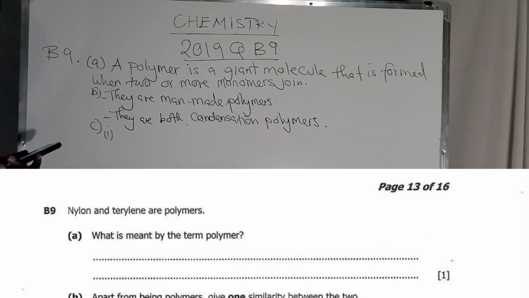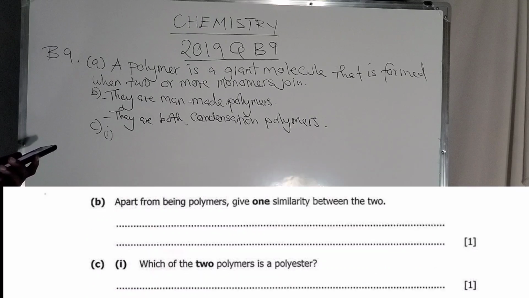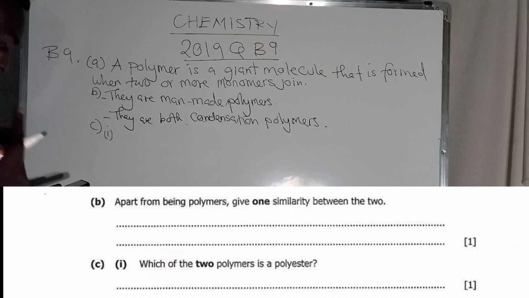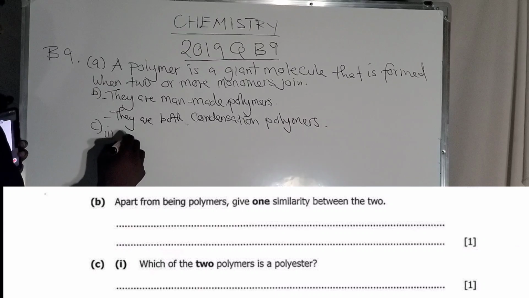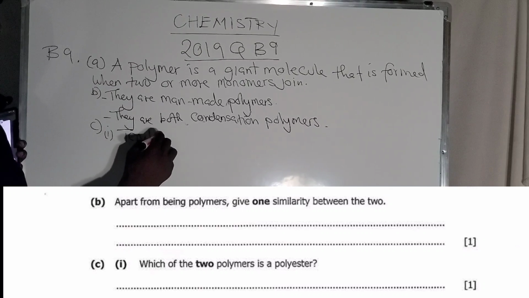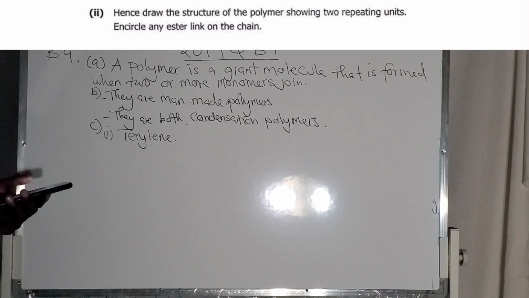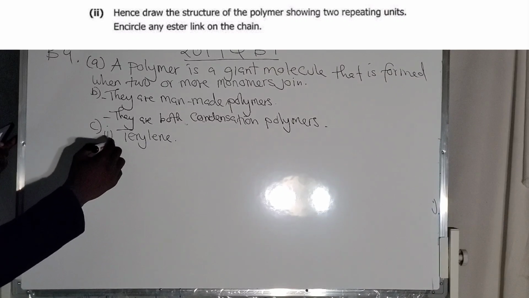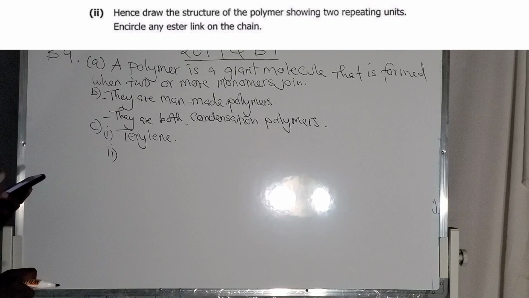C1 is saying, which of the two polymers is a polyester? Now, nylon is a polyamide, and terylene is a polyester. So the answer is terylene. And the second question here is saying, hence, draw the structure of the polymer showing two repeating units and encircle any ester link on the chain.